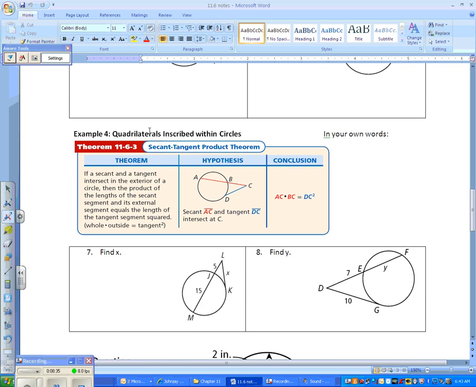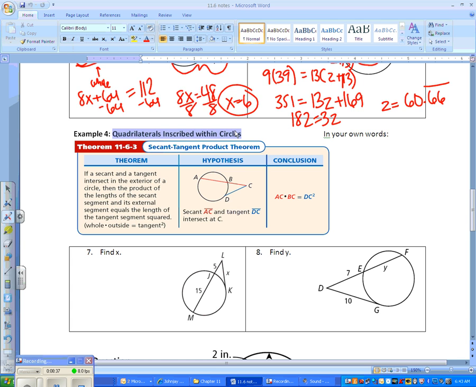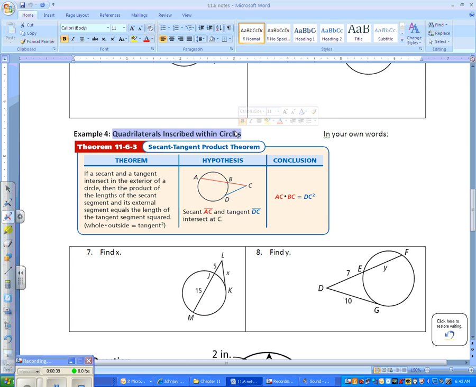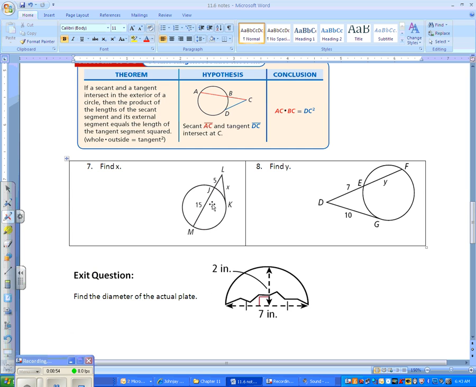All right. We are moving and shaking. I don't know why this is called quadrilaterals inscribed within circles. That's wrong. That's called a secant tangent, but I'll fix it later. Okay, so secant tangent product theorem. We have a secant, we have a tangent, and we're going to be multiplying to figure out how long these segment lengths are. So we're almost done. I'm going to do number 7, and then you're going to do 8 in the exit question, okay?